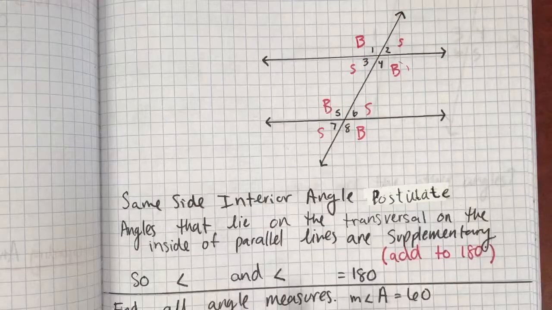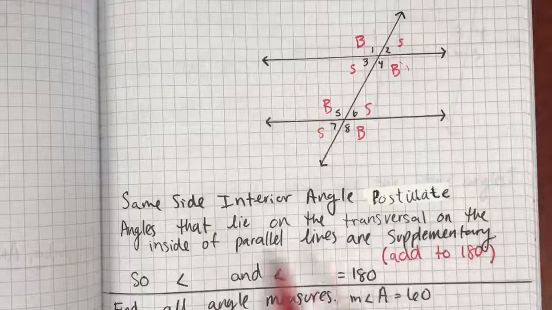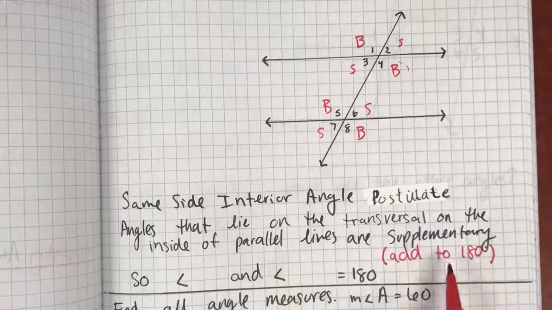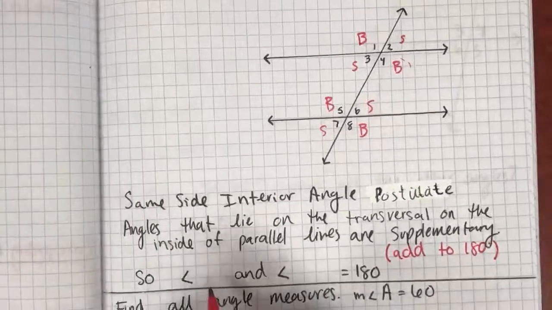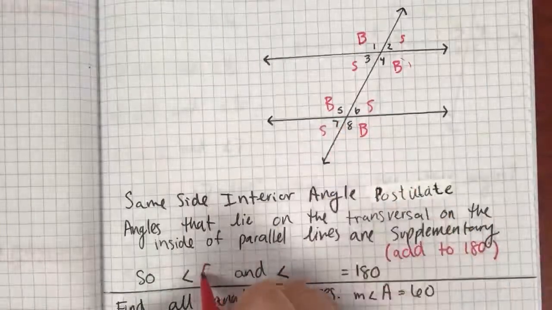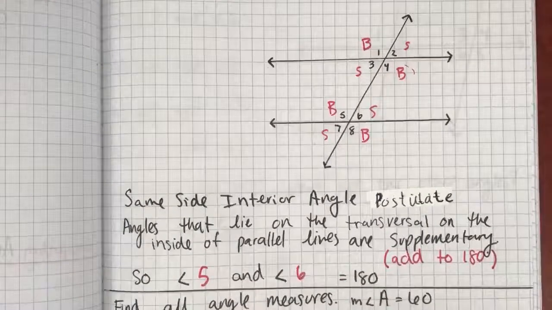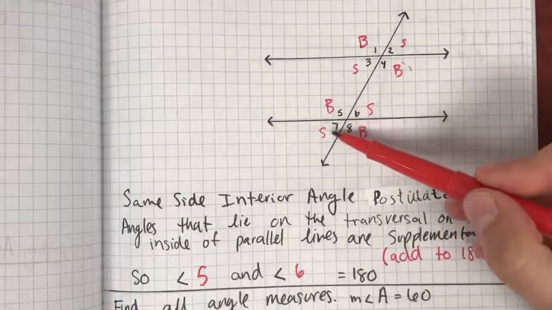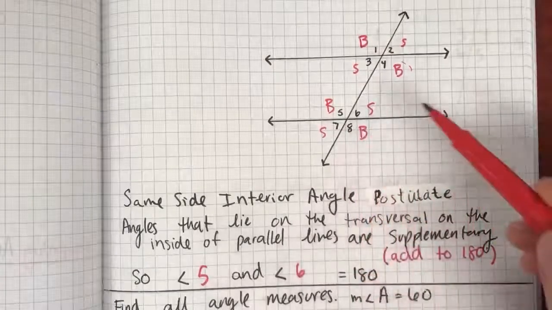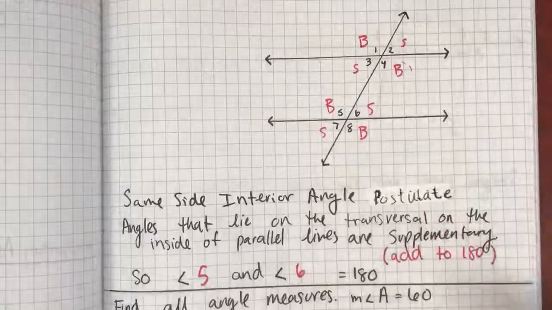All right, so moving on, we've got the same side interior angle postulate. What this means is angles that lie on the same side of the transversal inside of the parallel lines are supplementary, okay? And that's what we just talked about. So I could say angle, let's go ahead and say 5 and 6. 5 and 6 add up to 180. I could also say 5 and 7 add up to 180. 7 and 8 add up to 180. Okay, so we've got a lot of pairs that will add up to 180 here.